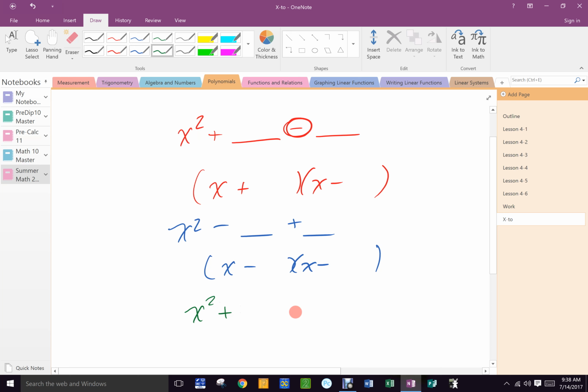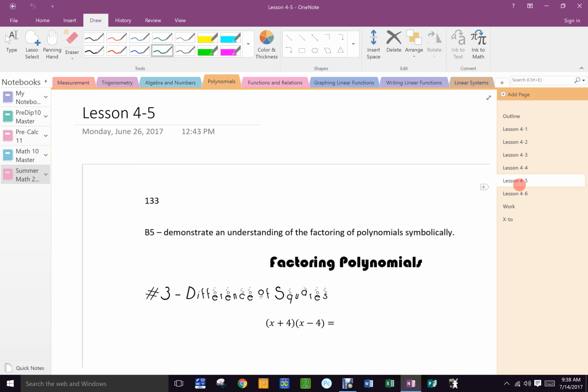X squared plus and plus. Then what's my answer going to be? X plus, X plus. And you can get almost all the way through a question without actually doing any math. Got it? Okay, let's go back to where we were.